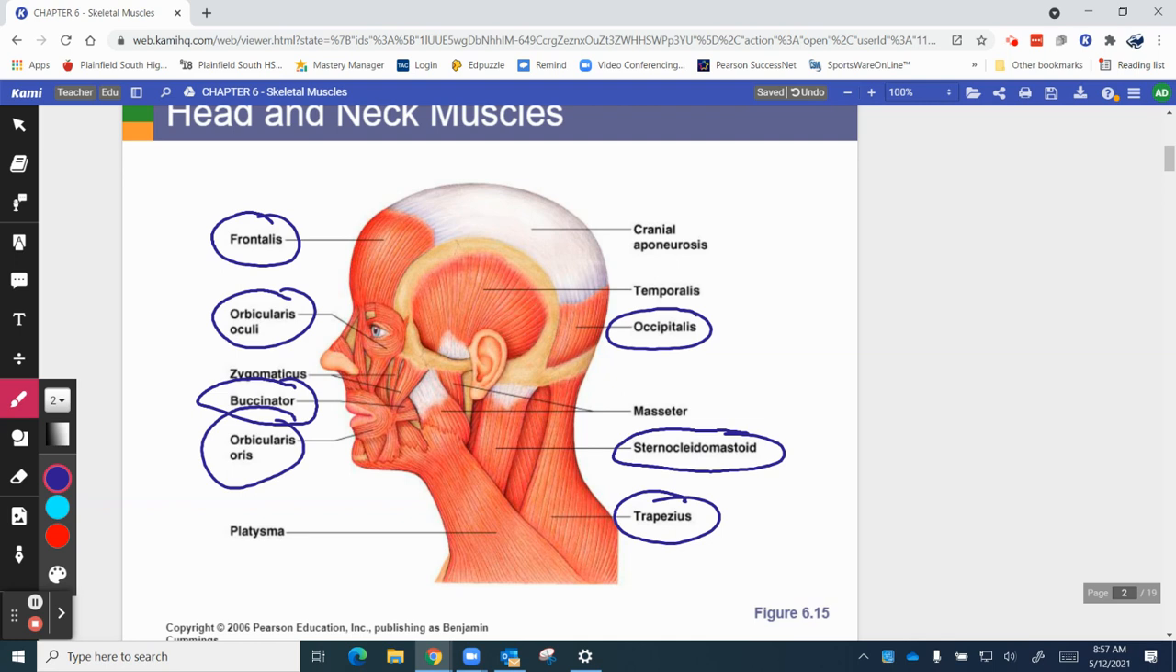Temporalis muscle is one of the ones that is right above here. Most of what it does for us is it's an aider in chewing, but some people can actually use their temporalis and wiggle their ears. Anybody do that? Ken? I can.